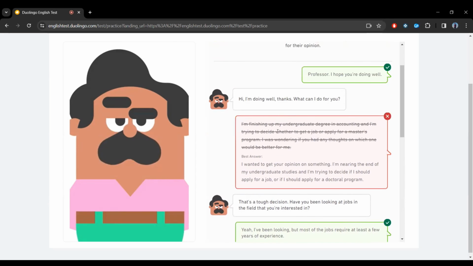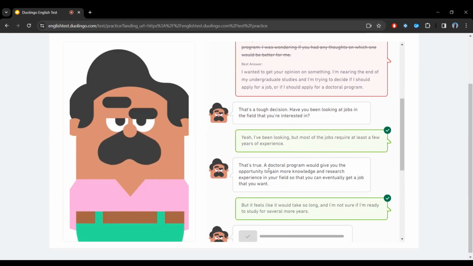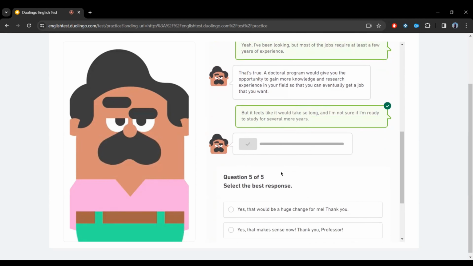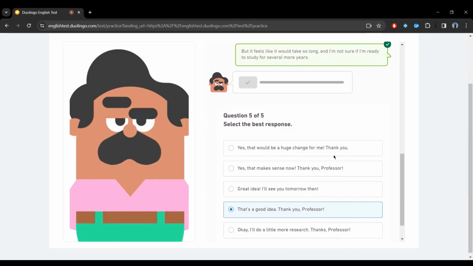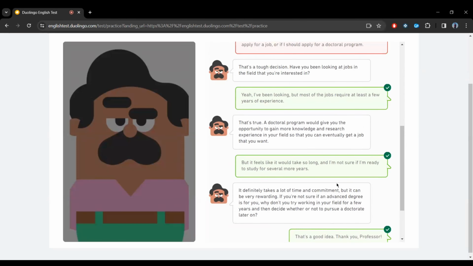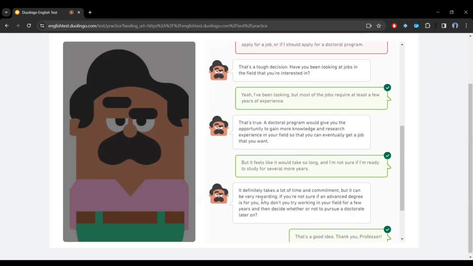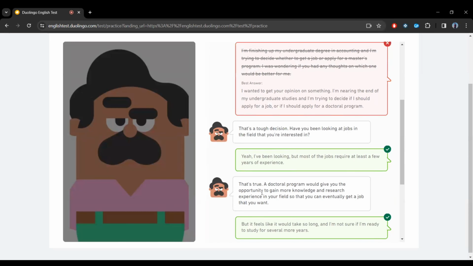So what's happening is, he says that's a tough decision and to look at the job. First of all, it would give me experience, so that's a good idea. Thank you, Professor. It definitely takes a long time, but it's important. If you're not sure if the doctorate is for you, why don't you try working in the field for a few years and then decide to pursue a doctorate later on?